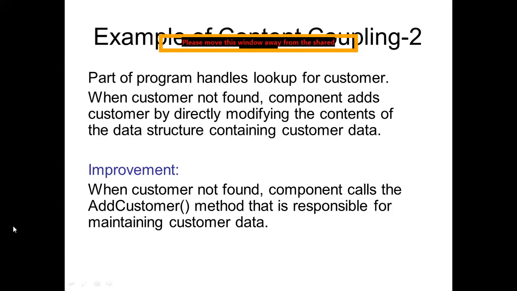Now what type of improvement can we make when the customer is not found? Suppose there are 4 components, and one is not found; then the component calls the add customer method, which is responsible for maintaining customer data, so that one component can maintain the data of another component, or other customer data. Here we are treating the component as customer data. So we can change the customer data with the help of other components. This is another example of content coupling.